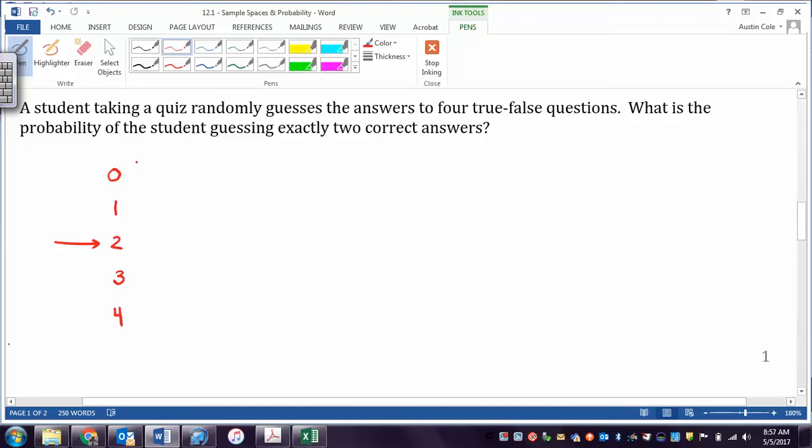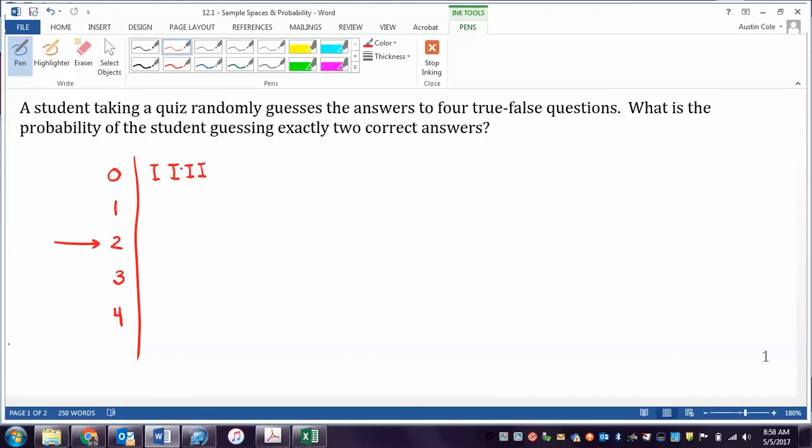Now, if he gets 0 of them right, I'm going to use an I for incorrect and a C for correct, okay? If he gets 0 of them right, aren't they all incorrect? There's only one possible outcome for getting them all wrong. That's incorrect, incorrect, incorrect, incorrect.